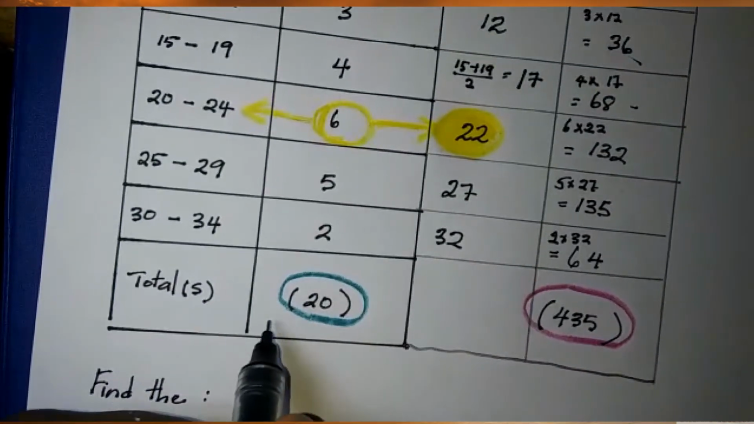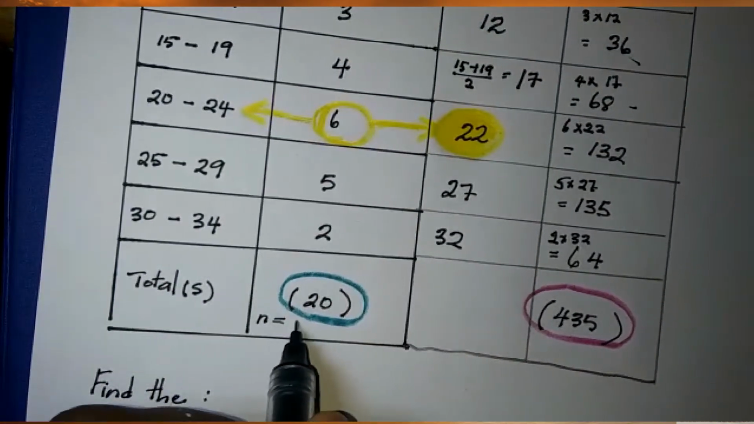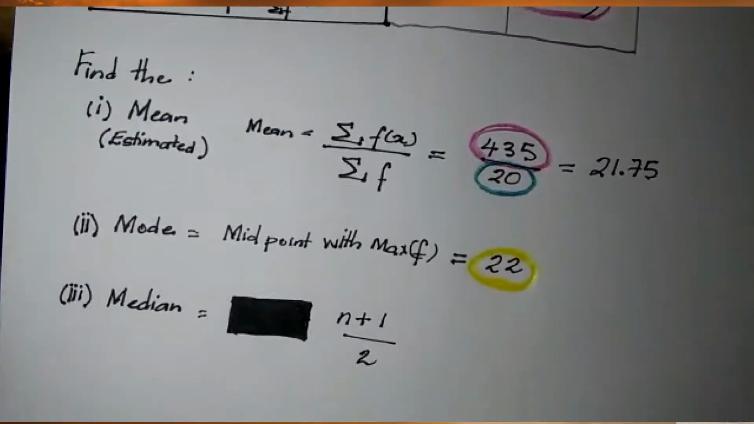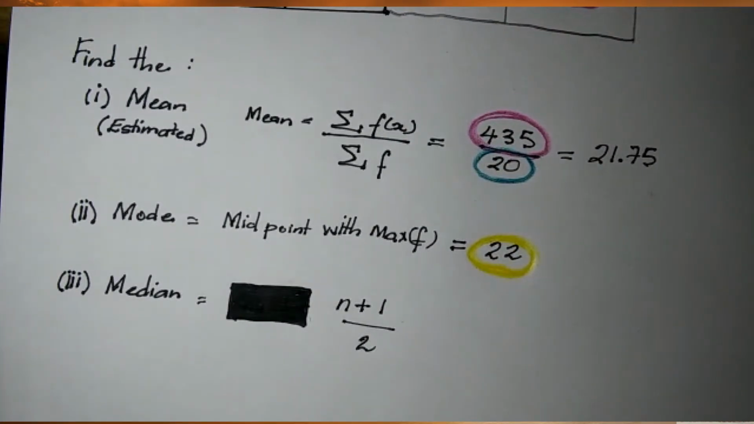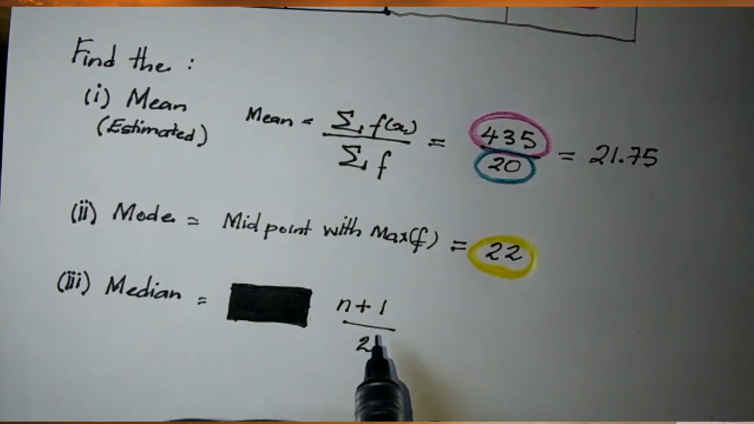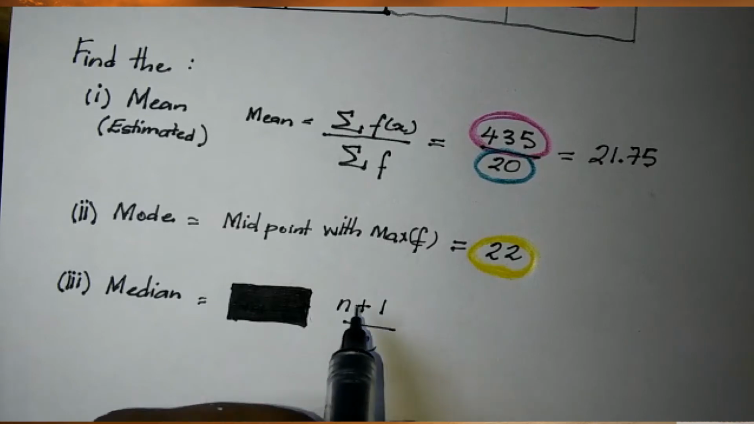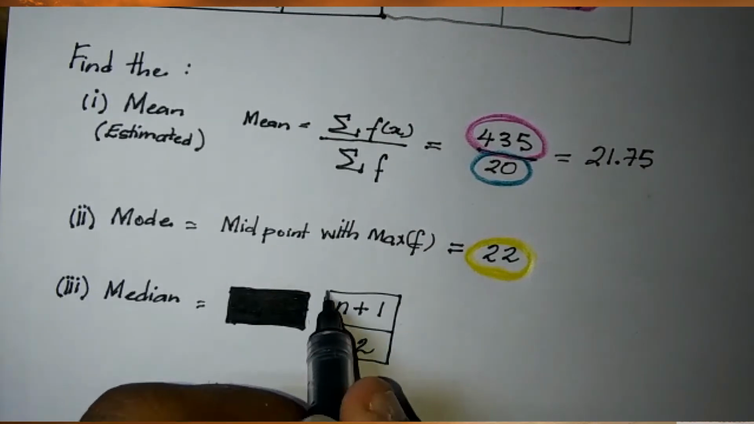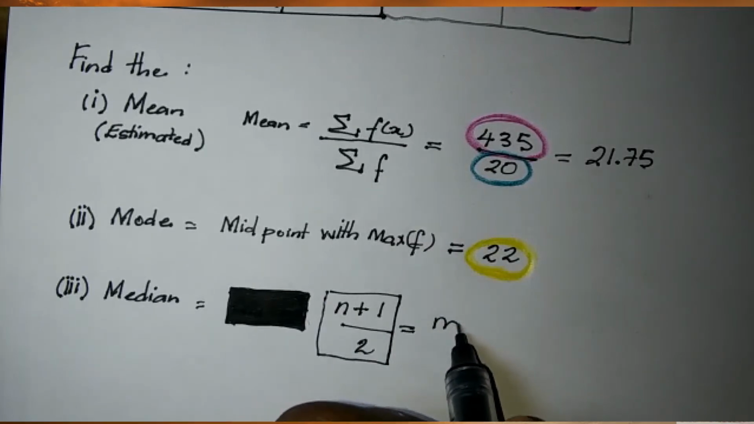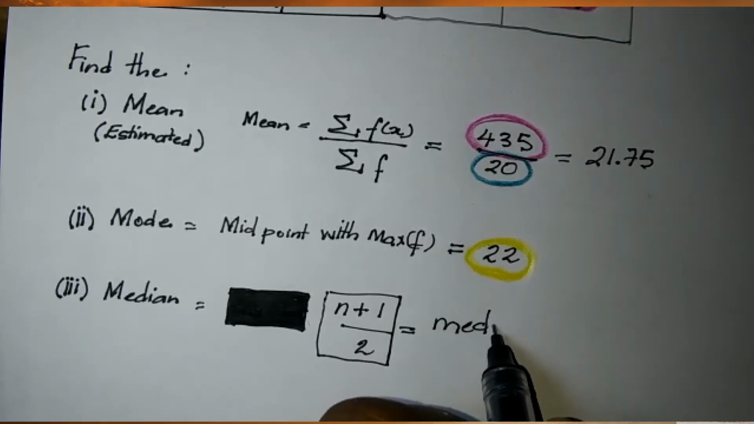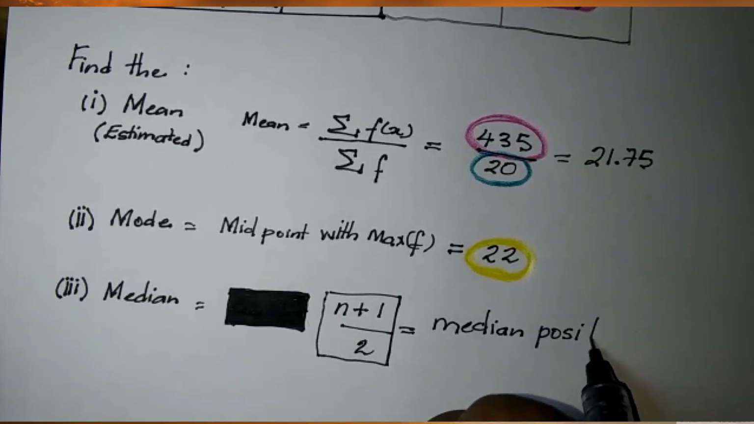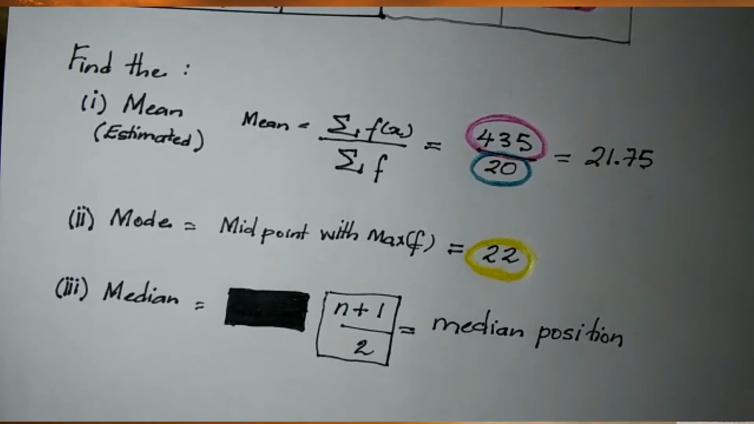So this is really n, or summation of f. Same thing. It's just different ways to represent the same thing. So this is actually not the median. Using this formula will give you the median position. So I'm going to say n plus 1 divided by 2 is the median position. So that tells me where the median lies. It lies in the middle.